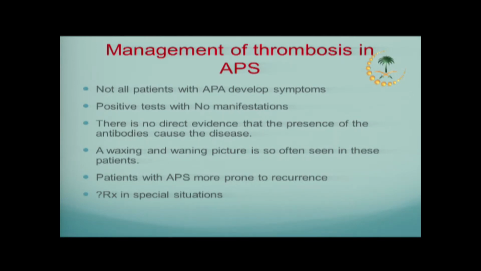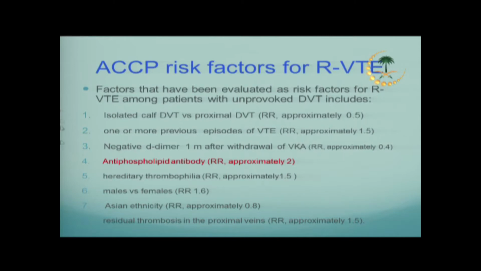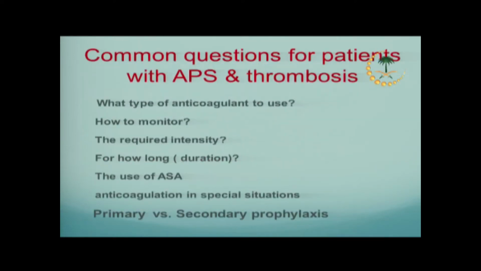There is no direct evidence that the presence of the antibodies causes the disease. However, the presence of the antibodies in the context of the clinical manifestation is the one that makes the disease. The disease has waxing and waning because it's an immune-mediated phenomenon, and patients with antiphospholipid are more prone to recurrence. And there are many special situations. I don't think we will have time to look at all of them. But I would like to give a snapshot of one of the things that has been published by ACCP addressing the relative risk of recurrence of VTE, and as you can see, the highest relative risk of recurrence is in antiphospholipid antibody syndrome.